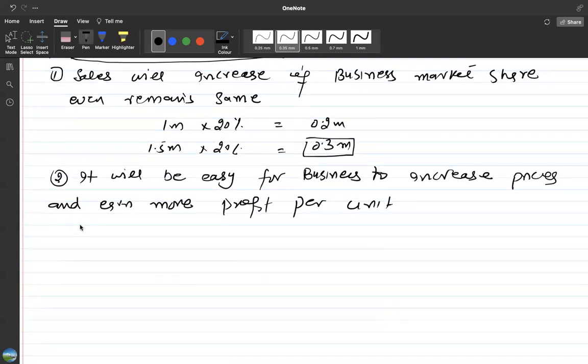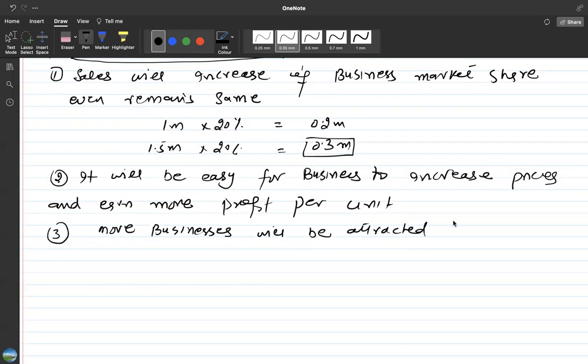Three, if the market is growing, more businesses might be attracted to the market. That will increase the level of competition in the market.